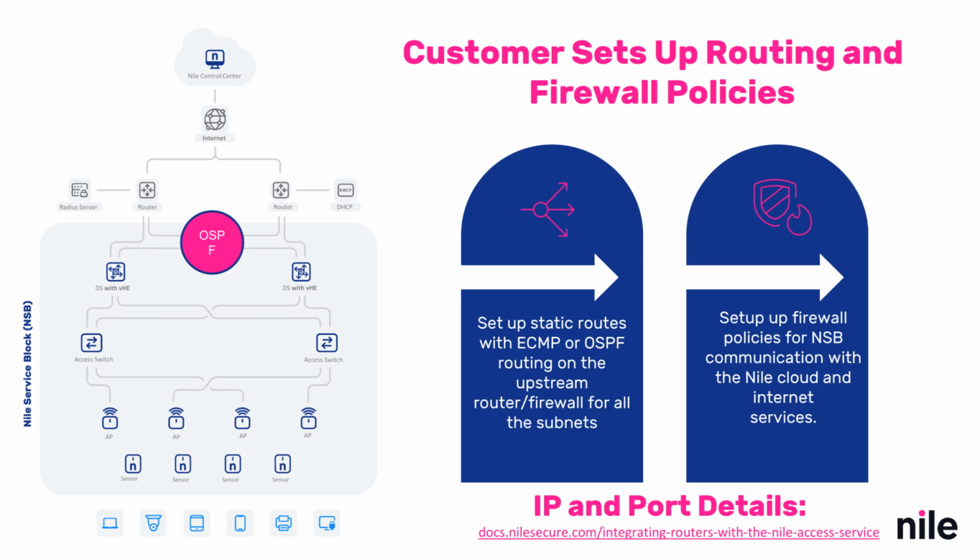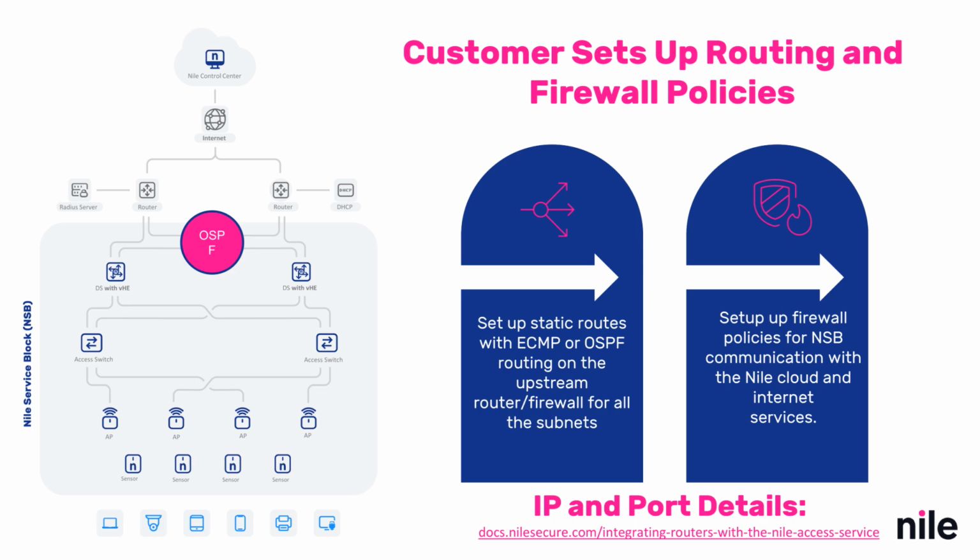Nile does not proactively configure OSPF, but instead learns OSPF hello packets and responds with matching parameters to bring up the neighborship. Once established, we request that you advertise a default route toward the Nile service block, which allows Nile to forward all outbound traffic upstream through your router or firewall.